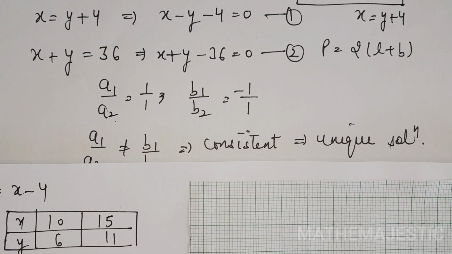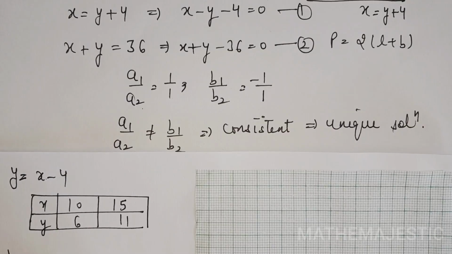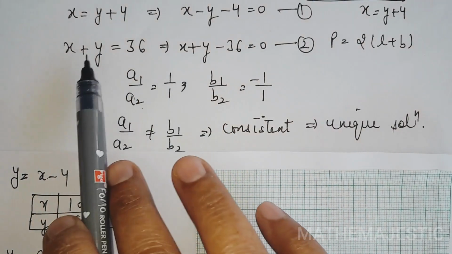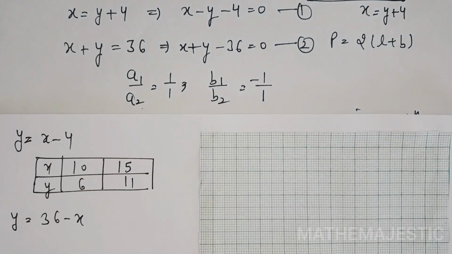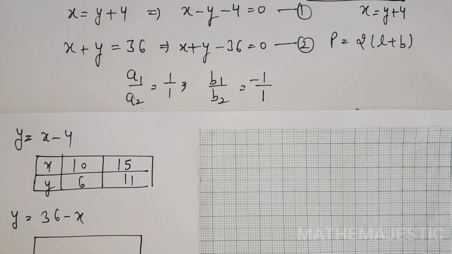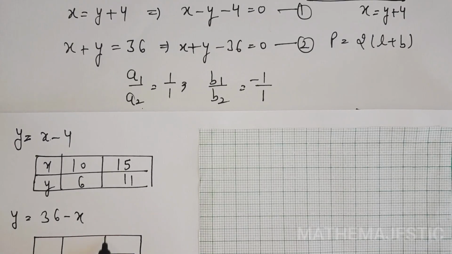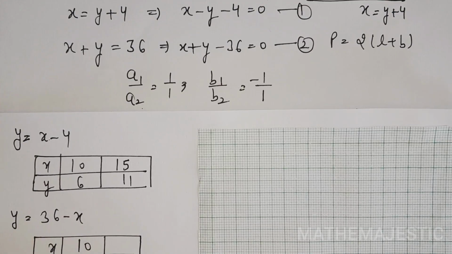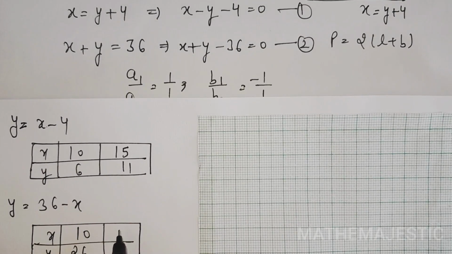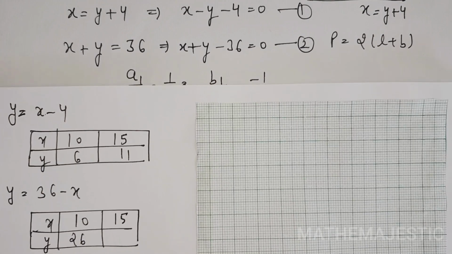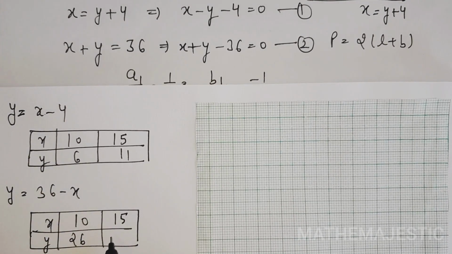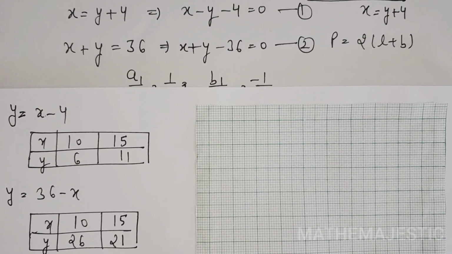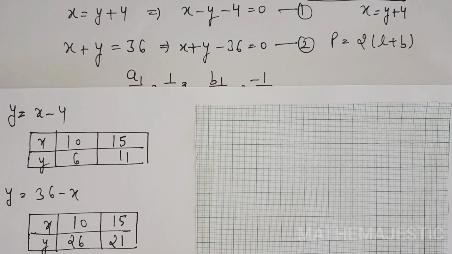Similarly, from the second equation, y is equal to 36 minus x. If we draw the table of this, if x is 10, then y will be 26. And if we take x as 15, then y will be 36 minus 15, that is 21. So we got these points. Now we will plot these points on the graph.